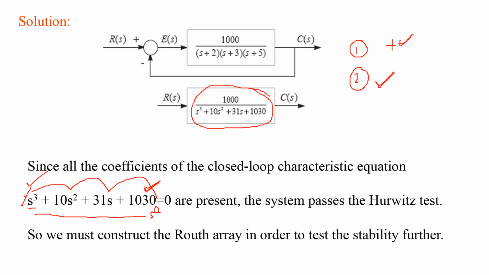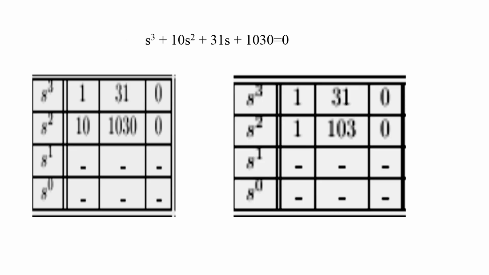So we go for the third point, that is, forming the RH table. The first two rows of the RH table come from the characteristic equation. Now we are going to form the RH table. This is our characteristic equation and this is the RH table. The first two row elements are from the characteristic equation. The highest power of s is s cube, so the first row is s cube and the second row is s square.